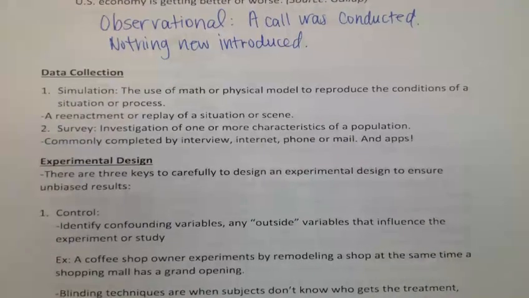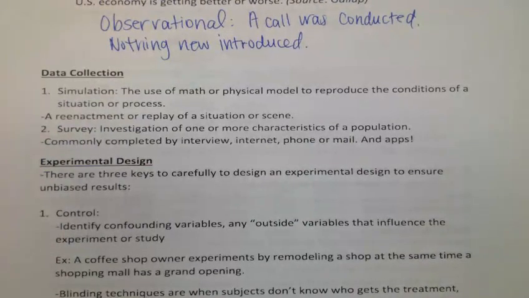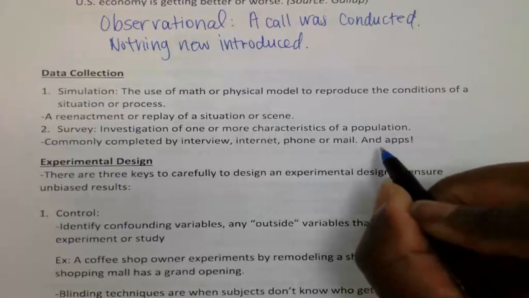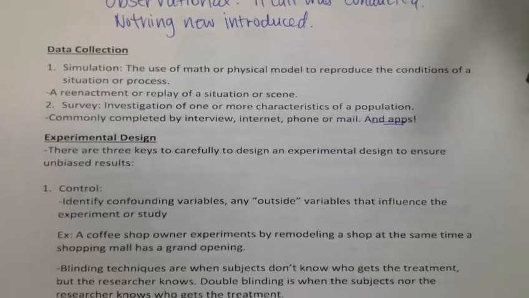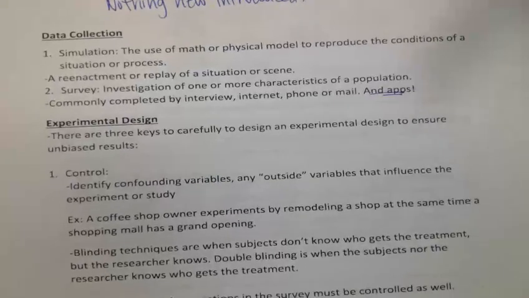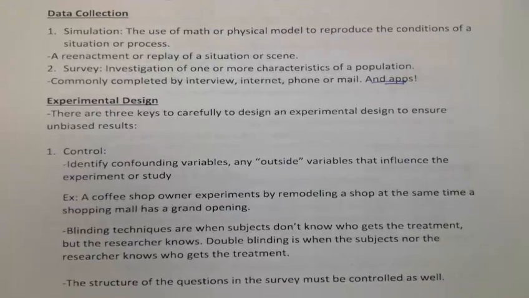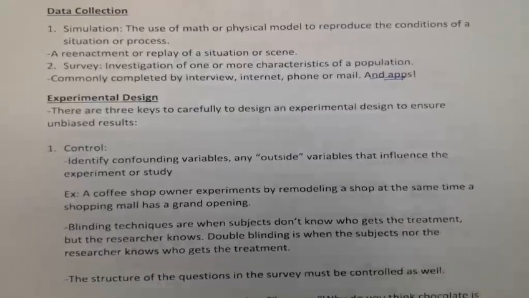And then the second, which is more commonly done, is a survey, an investigation of one or more characteristics of a population. It is commonly completed by interview, internet, phone, or mail. And then the book doesn't say this, but even apps. Those apps that you use are actually surveys. They're looking at what you are doing, what time of the day you go certain places, what coupons or discounts give them the most traction. So they're actually collecting data off of you when you use those apps. All right, not bad. They're just collecting data.